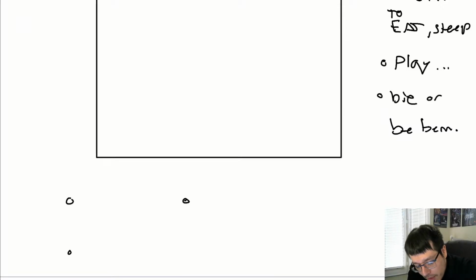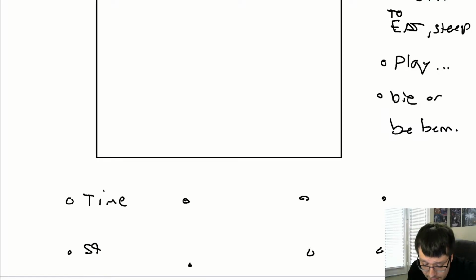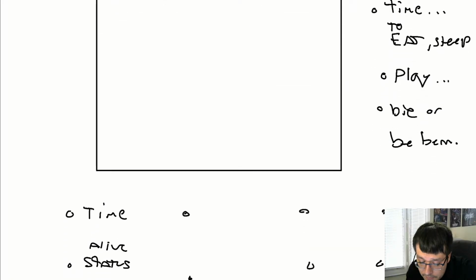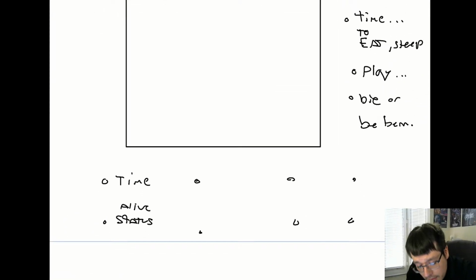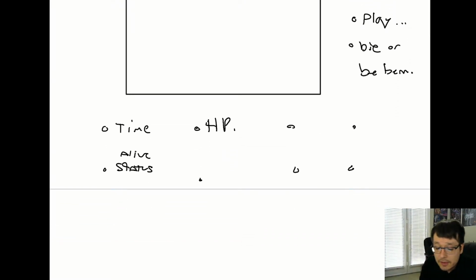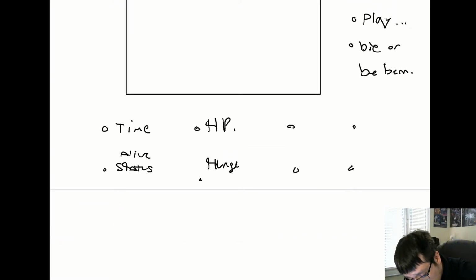What information should it keep then? Well, it needs to be able to keep the time, like we were saying. It needs to keep its status, I suppose, if it's alive. Maybe what else do we want? Health, okay, like HP, health points. Hunger status, yeah, I like that one. Hunger status.